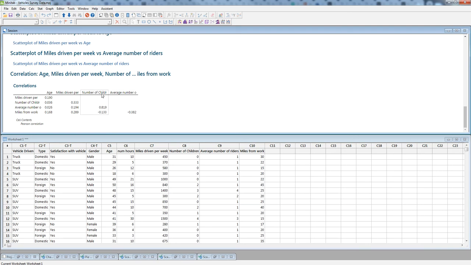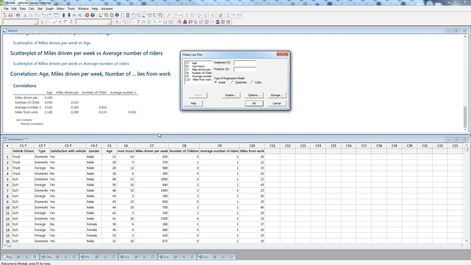Screw it. Let's just do the strongest one. So, rather than using average number of hours you drive to predict the number of children you have, I'm going to go the other way. I'm going to see how much having a kid affects how much you drive, because that seems like an interesting relationship. So let's go to stat, regression, fitted line plot.